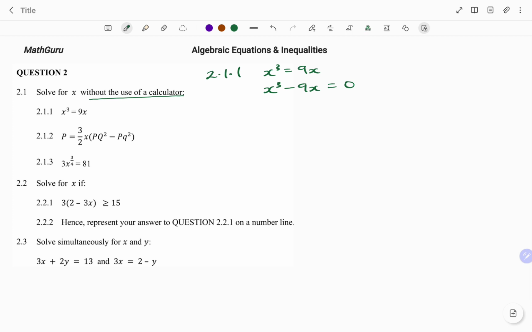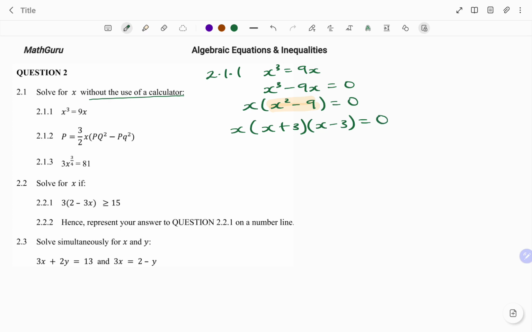To solve, I'm going to factorize the left-hand side. Starting with the common factor, x, I'm left with x squared minus 9 equals 0. And if you look at the content of the bracket, I can factorize further because that's a difference of two squares. So I have x in bracket, x plus 3, x minus 3 equals 0.